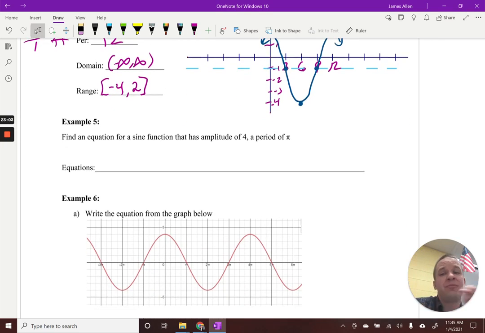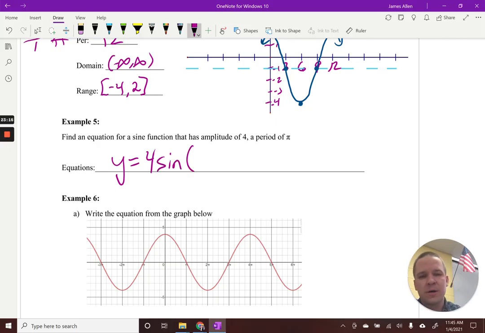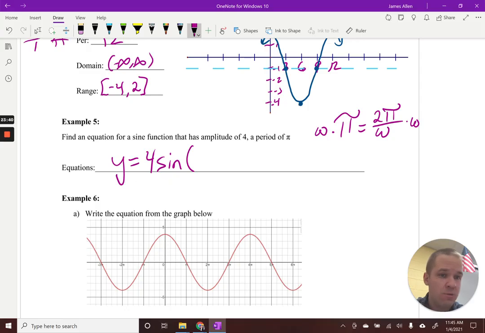Find an equation for a sine function that has an amplitude of 4 and a period of pi. Well, I already know it's going to be y equals 4 sine, but this is the part that's a little bit trickier. Normally I have the number that's going on inside the function, and I would do 2 pi divided by that number gives me my period. But now I have my period, so I have pi equals 2 pi divided by that omega, or it would have been b in other textbooks. So now I can just solve for that. If I multiply by that omega, or b, whatever variable you're using, and then I would divide by pi.